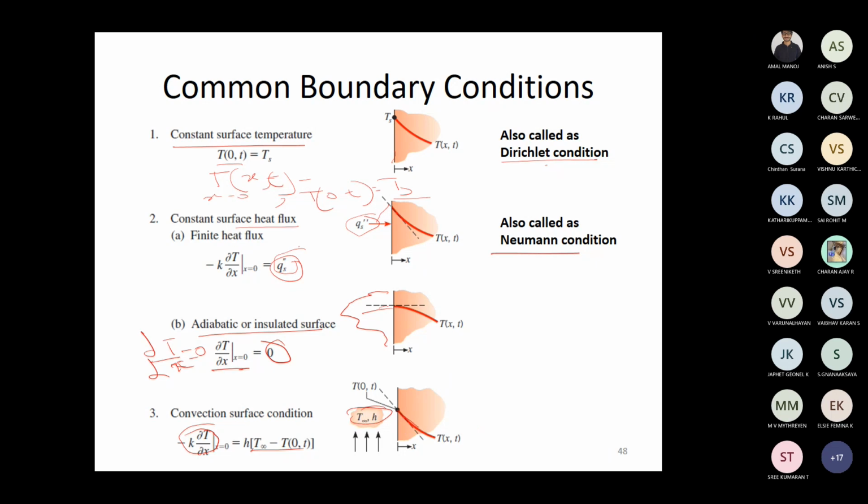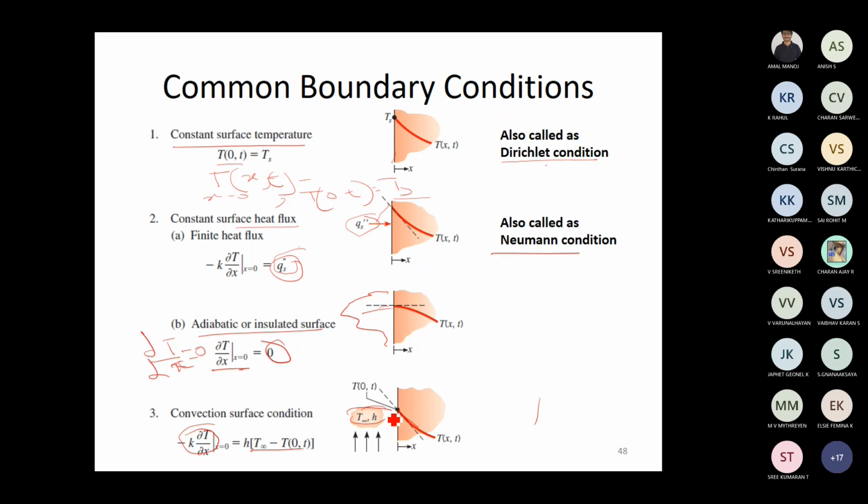So we have two boundary conditions called the Dirichlet boundary condition, which is the constant temperature boundary condition, and the Neumann boundary condition, which is the constant heat flux boundary condition. There are two more boundary conditions, one of which is the adiabatic condition and the other is the convection surface condition, or the convective boundary condition. One boundary condition which is not mentioned here, but is also important, though we rarely come across it in this course, is the radiation boundary condition.